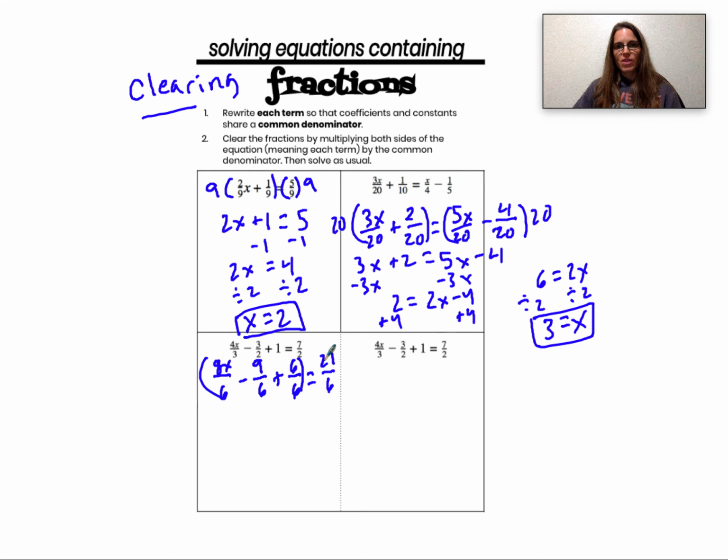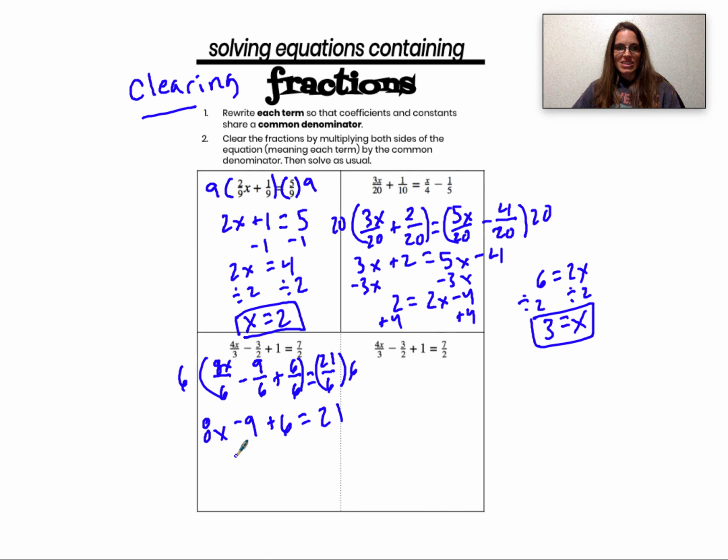Now I am going to clear fractions by multiplying both the left-hand side and the right-hand side by 6. 8x divided by 6 times 6 is 8x. Minus 9/6 times 6 is minus 9. Plus 6 over 6 times 6 gives me plus 6. And then on the right-hand side, 21 divided by 6 times 6 is just 21.